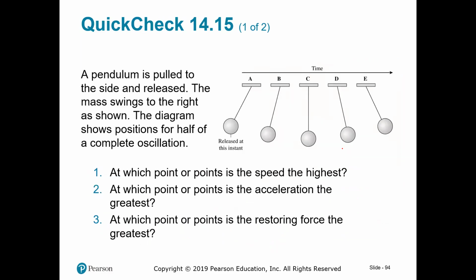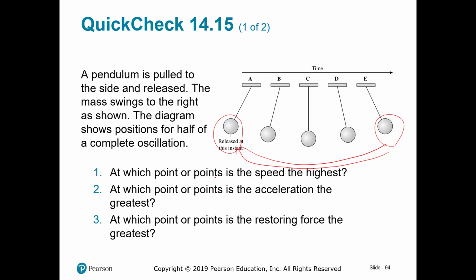So now let's think about this question. When the pendulum is pulled to the side and released, the mass swings to the right as shown, right? So this is your starting point, this is your end point. The diagram shows positions for half of the complete oscillation. It moves here, and then the other half will be back here, right? It's not shown in the picture.